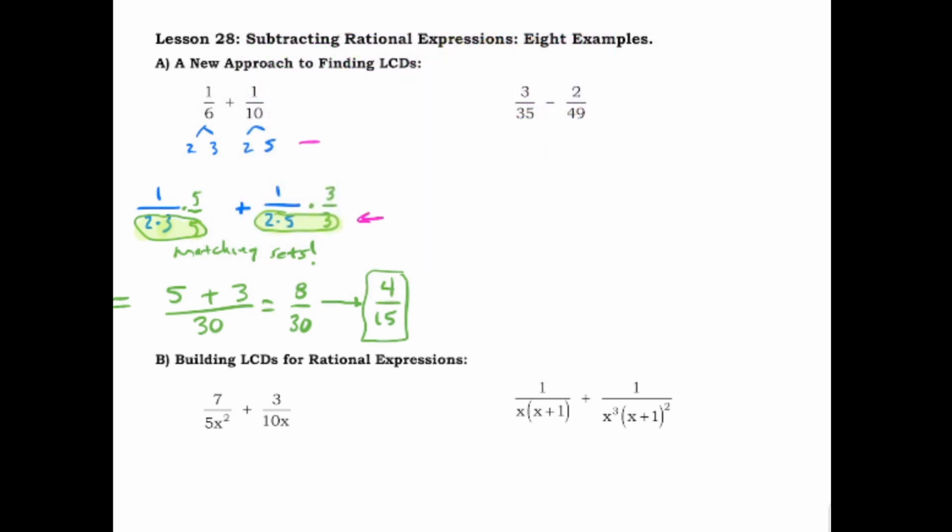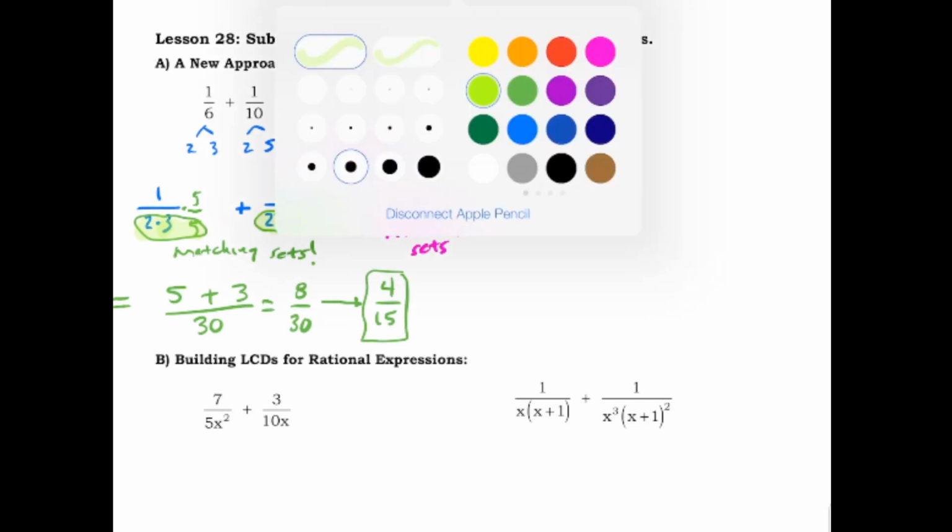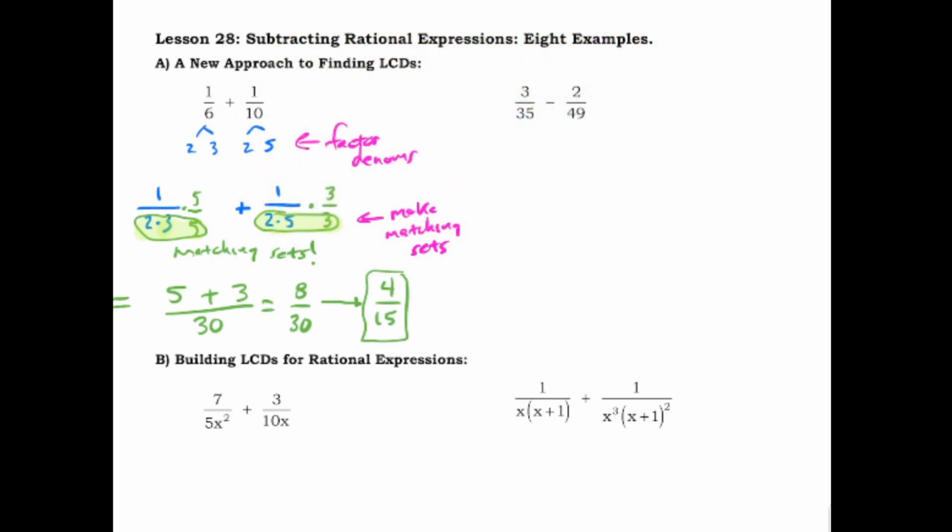But the main thing that I was wanting to sell was right here. The old factor it up, factor the denominators, and then make matching sets. That is the key idea. I mean, we're familiar with this idea that if you want to find a common denominator, you have to multiply by the same thing, top and bottom, right? So that part's not different. The different part is factor your denominators, make matching sets, then you've got your denominator.